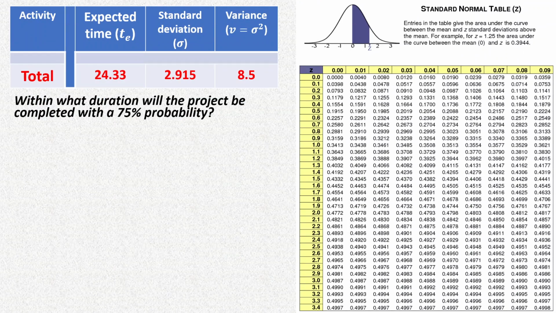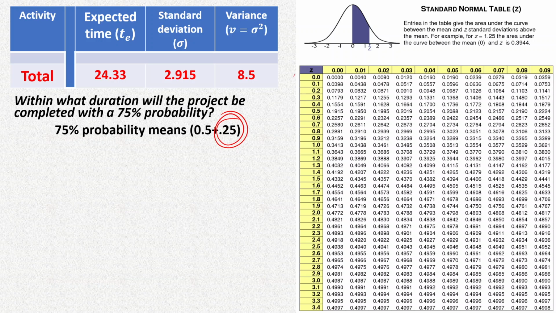Now let's take another example, which is the other type of question: within what duration will the project be completed with a 75% probability? So the client knows what dependability level he wants, and he wants to know the expected duration for that. For 75% probability, we'll use 75 as 0.5 plus 0.25. Now 0.5 is up to the mean, and we'll have to look only for the 0.25 portion in the table.